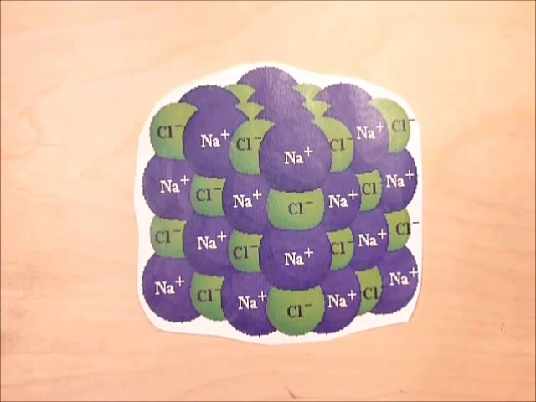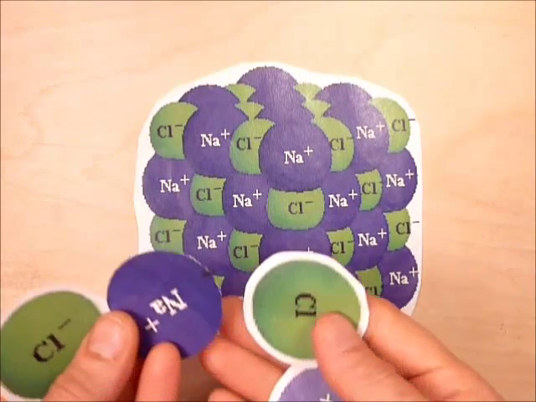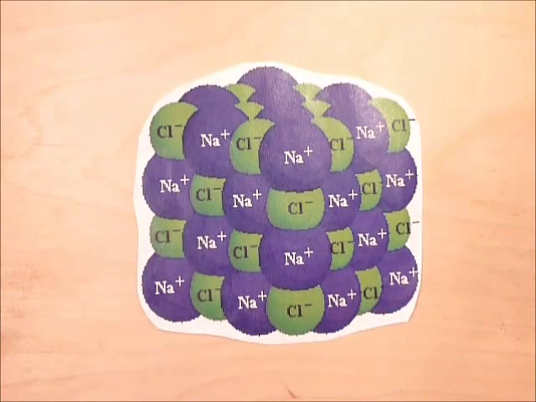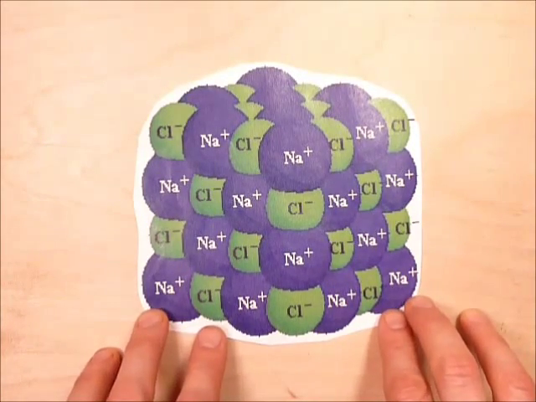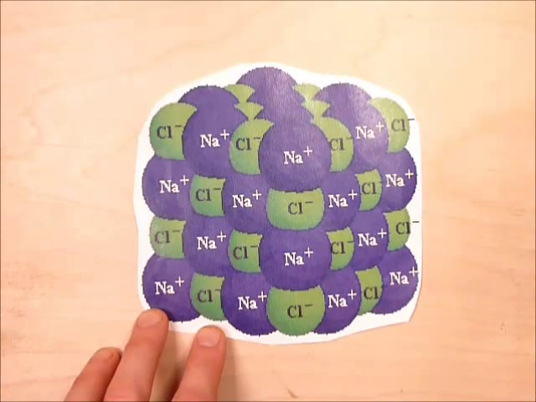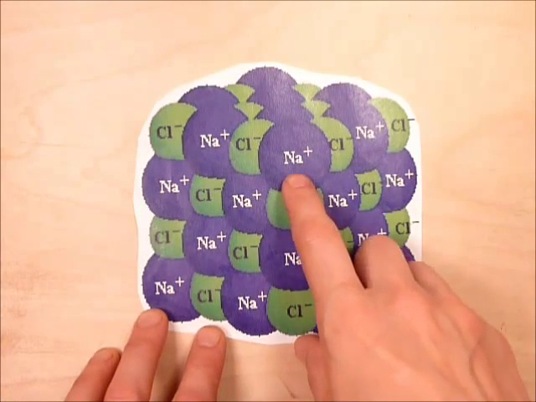For the second part of the activity, you'll need this crystal with all the NaCl's, and you also need some individual ones cut out as well. Okay, so this is a salt crystal. Now, when we say salt, we're assuming it's table salt, sodium chloride, NaCl.